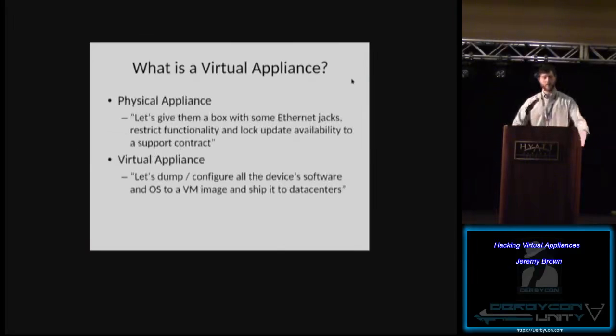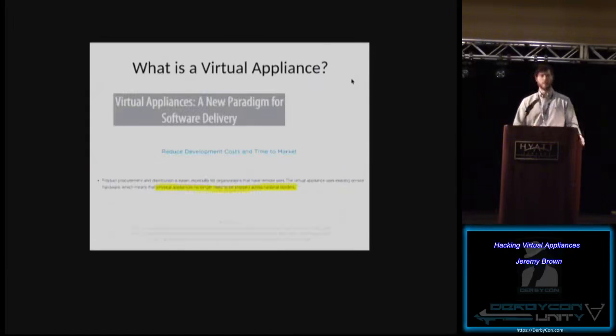So the examples here are like physical appliances. Give them a box, some Ethernet jacks, usually restrict the functionality and lock everything to a support contract or otherwise. A virtual appliance is more like, hey, let's just dump and configure all the device's software to an OS and distribute it as a VM image. So simple enough concept. And this is really becoming popular these days as things are moving more to bigger metal and moving from smaller devices to data centers and the cloud and all that stuff.